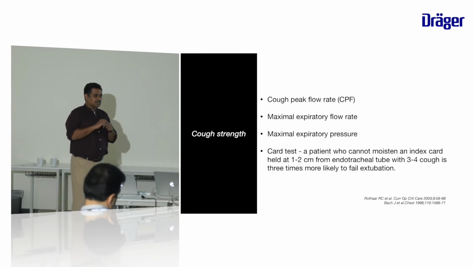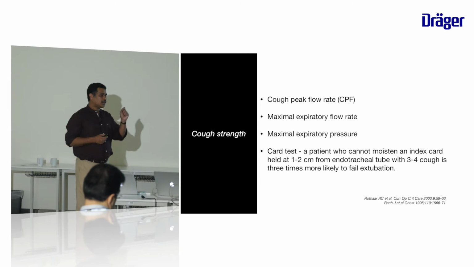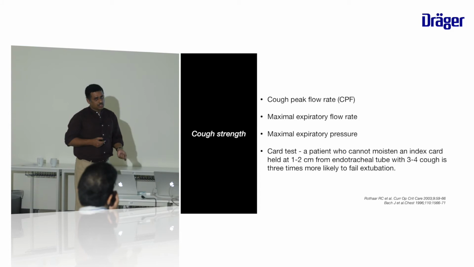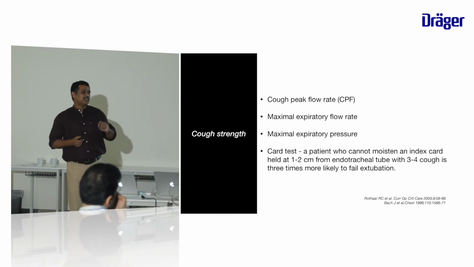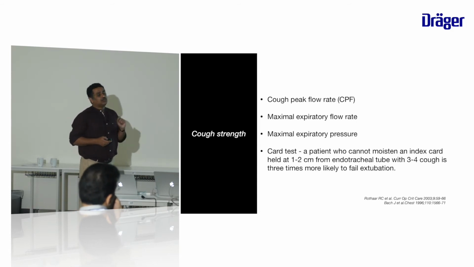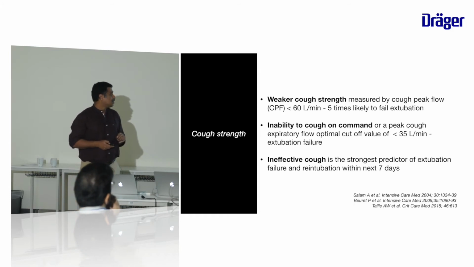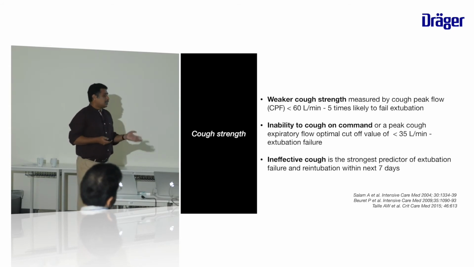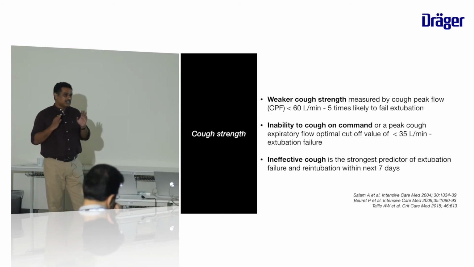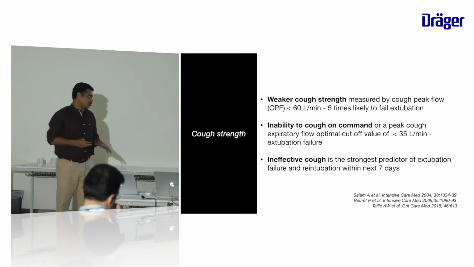You just remove the patient from the ventilator, keep an index card 1 to 2 centimeters away from the endotracheal tube, and ask the patient to cough. If the patient can wet the card within 2 to 3 coughs, that means he is less likely to fail extubation. Other tests: peak flow rate less than 60, another study less than 35. But the basic thing is that if the patient has a good cough and can cough on command, that means he can be safely extubated.